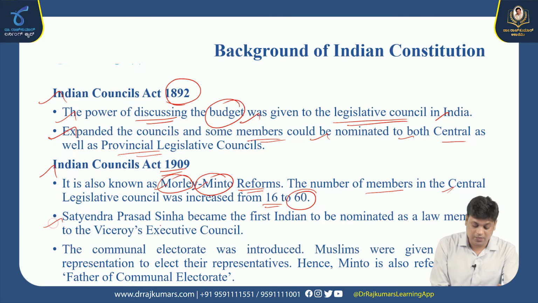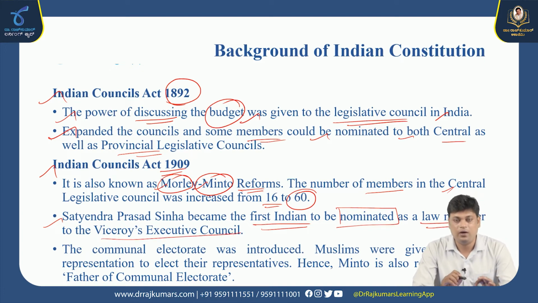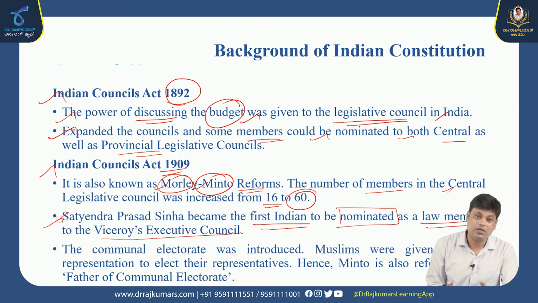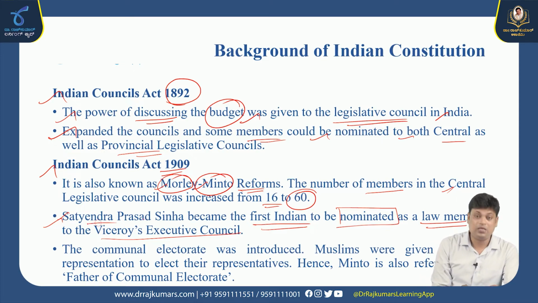And Satyendra Prasad Sinha became the first Indian to be nominated as a law member to the Viceroy Executive Council. So, first ever Indian person was nominated by the Viceroy himself, named Satyendra Prasad Sinha, as a law member for the Viceroy's Executive Council. So far, no Indians were allowed inside of the Viceroy's Executive Council. First Indian is getting the post, which is known as Satyendra Prasad Sinha.